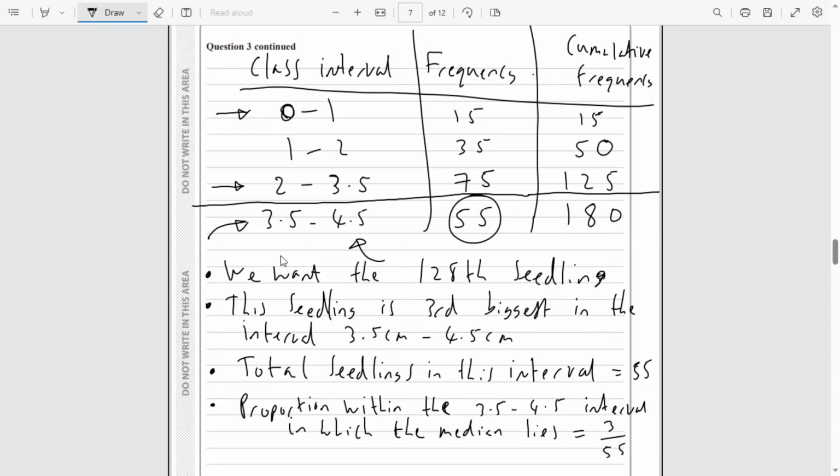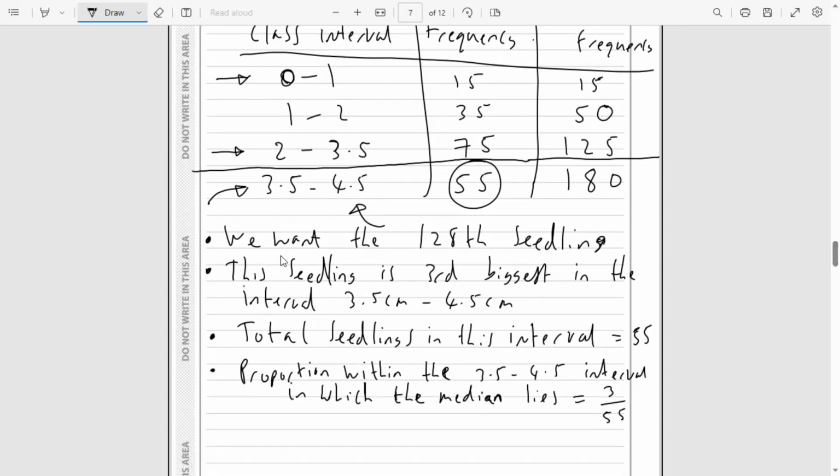Okay, so let me just make my handwriting look neater. So which is the median, sorry, that should be an A there, really bad handwriting, sorry. So the proportion within the 3.5 to 4.5 interval in which the median lies is 3 out of 55. So it's 3 out of 55 along the interval here.